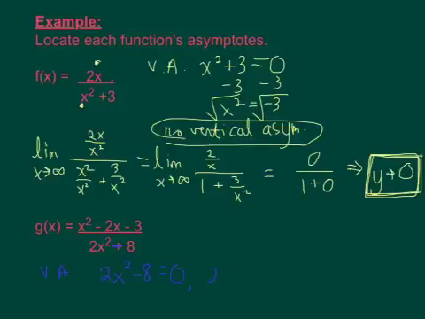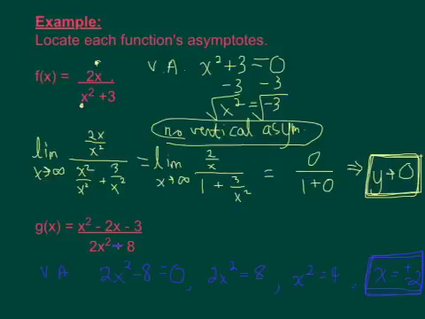I can say 2x squared then equals 8. By adding 8, I can say x squared equals 4 by dividing by 2. And I can determine 2 asymptotes, actually, at positive and negative 2. We have vertical asymptotes at x equals 2 and at x equals negative 2.